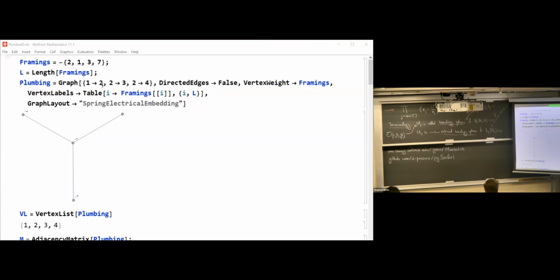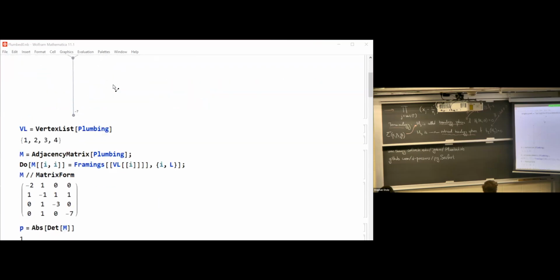First, there is a definition. You can enter all the details. Here there is a graph with 4 vertices. 1 goes to 2, 2 goes to 3. These 1s, 2s, and so on, here, these are what I call i's and j's in the formula. These framings, in fact, you can see they're called framings rather than surgery coefficients. These are these a_i's, the framing or surgery coefficient. And yesterday we had a little discussion about that.